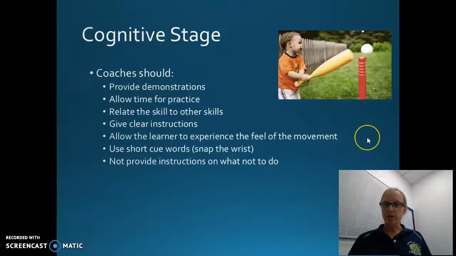Allow the learner to experience the feel of the movement. So again, that comes back to practice. Use short cue words. So snap the wrist, for example, or face the hand to the ground. Simple. And don't provide instructions on what not to do, especially in this phase, because it just confuses the learning process. So that's the cognitive stage in a nutshell.